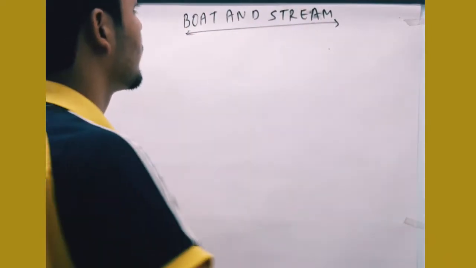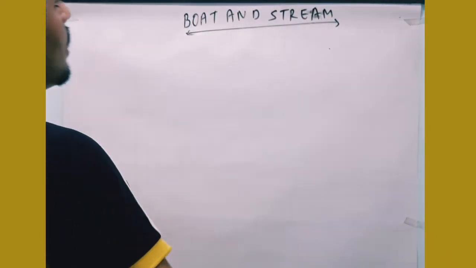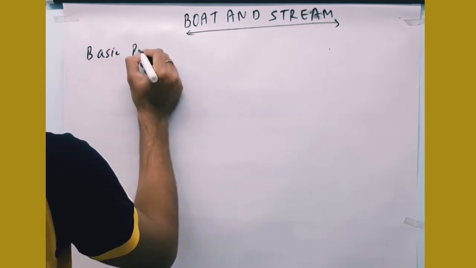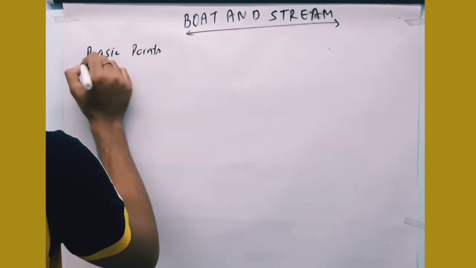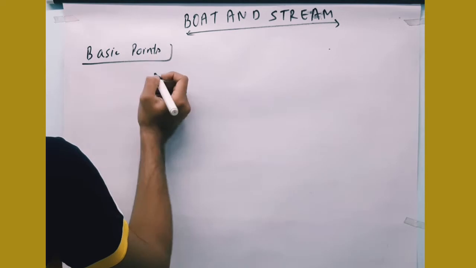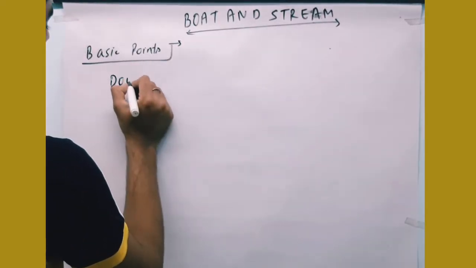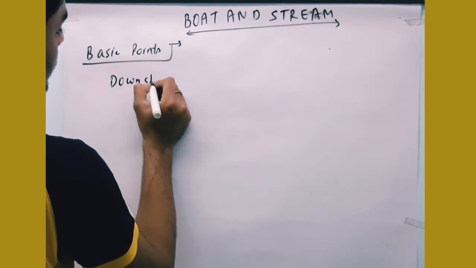Today in this video we will further discuss another chapter of arithmetic quants, boat and stream. Before going too deep in this chapter, we will have to know certain definitions and basic points related to this chapter. The basic points are, first we have to know the definition of downstream. What is downstream?